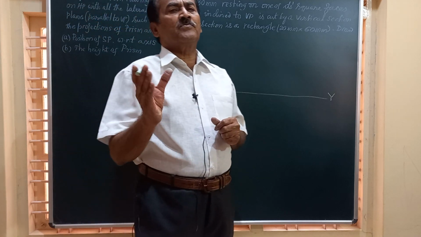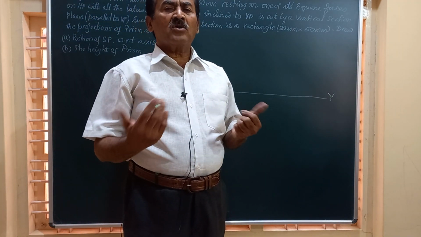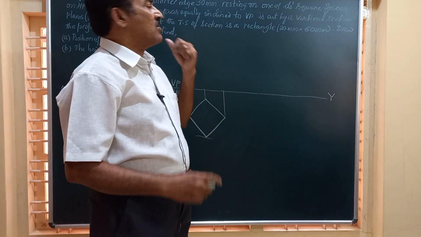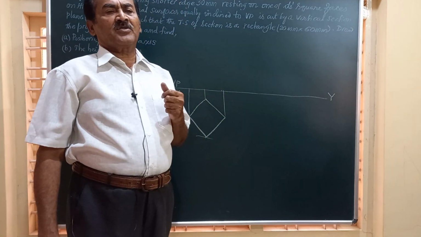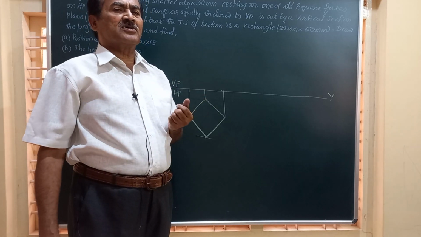Friends, the front view appears as a rectangle. And here we are not given the height of the prism. A very interesting problem, you see. Now how to take that?